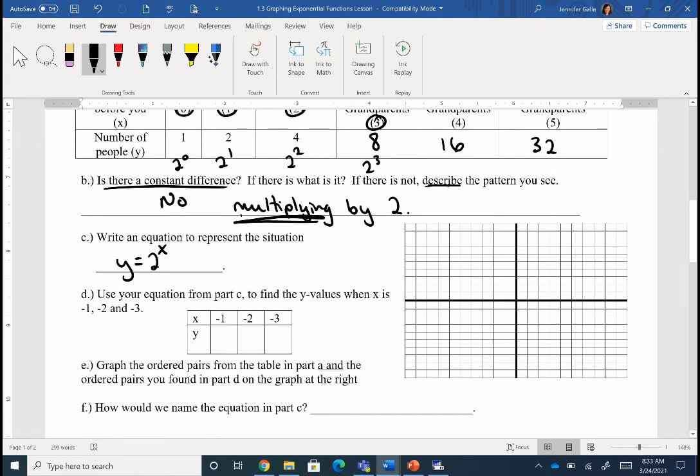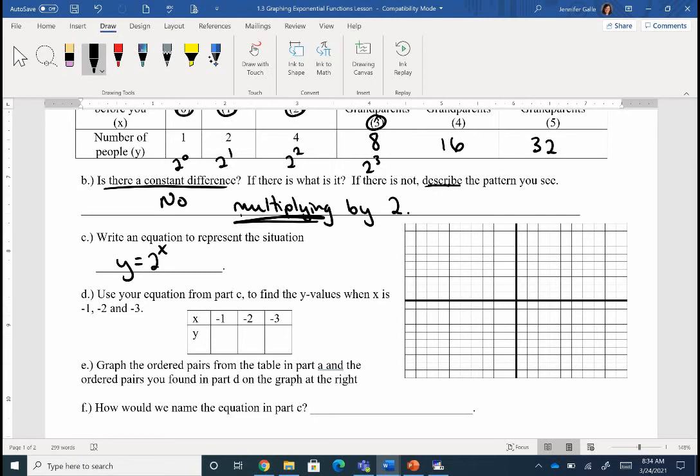If my pattern is now multiplying by 2, we're not going to get that same straight line as when we were just adding 2. So part D says use your equation from part C to find the values when x is -1, -2, -3. So I need to see what this graph does when it moves into that negative piece. I know negative doesn't make sense when we're trying to figure out grandparents and things, but I want to see what this graph looks like.